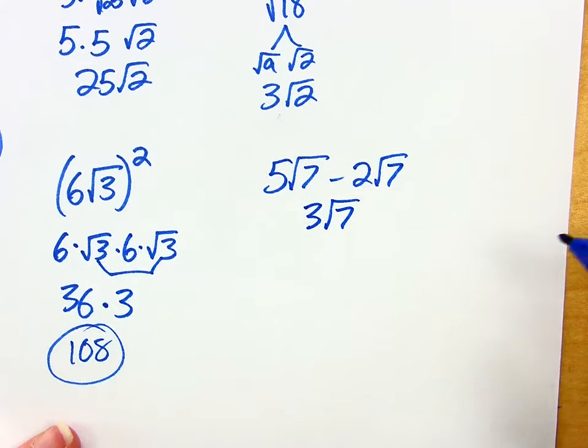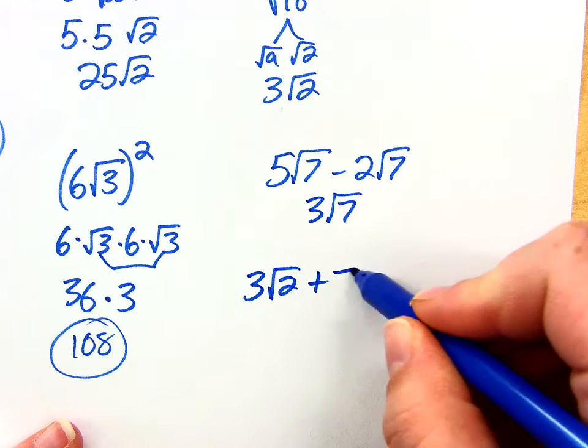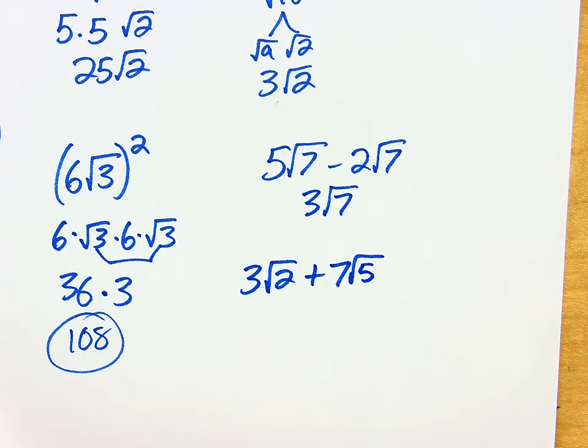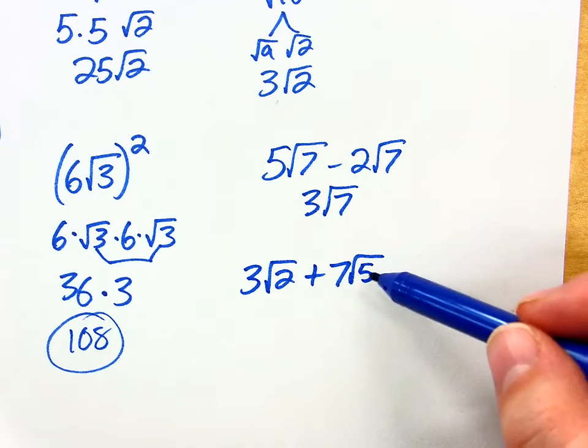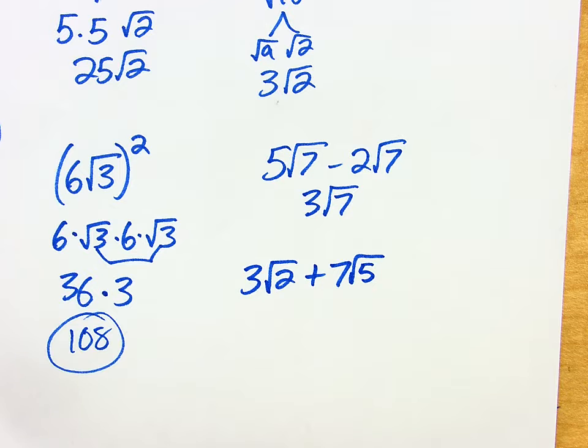What happens when they don't match? So if you had 3 root 2 plus 7 root 5, then it would just be done. You cannot add them together. Same thing, it's like 3x plus 7y. I can't go any further. That's the best I can do.